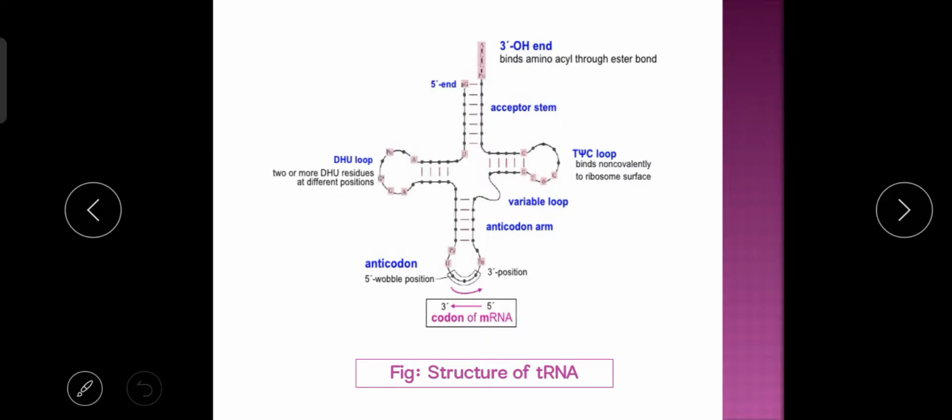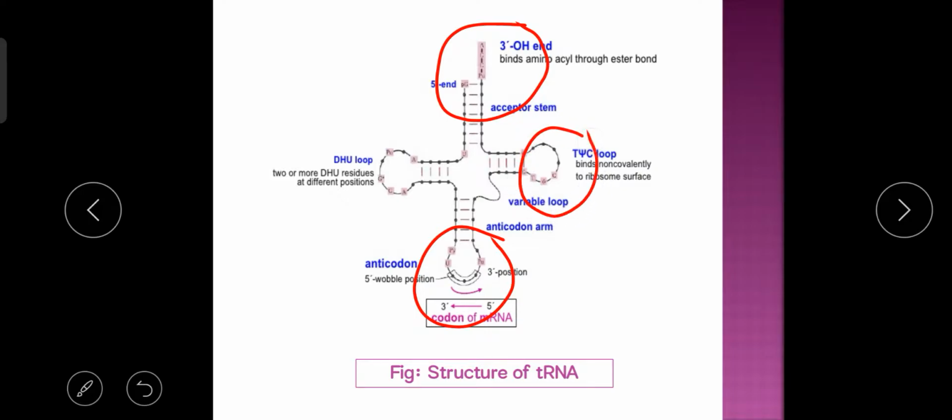The very important anticodon loop binds to the genetic code of messenger RNA during protein production. Remember, the anticodon loop binds to the messenger RNA during protein production in the ribosome. The amino acid binding site, which lies opposite to the anticodon loop, binds to a specific amino acid during protein production.